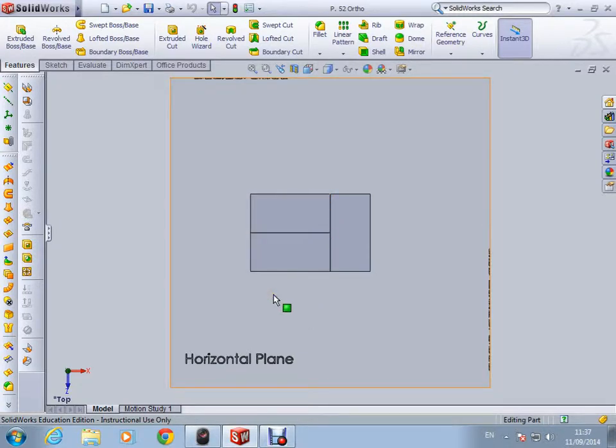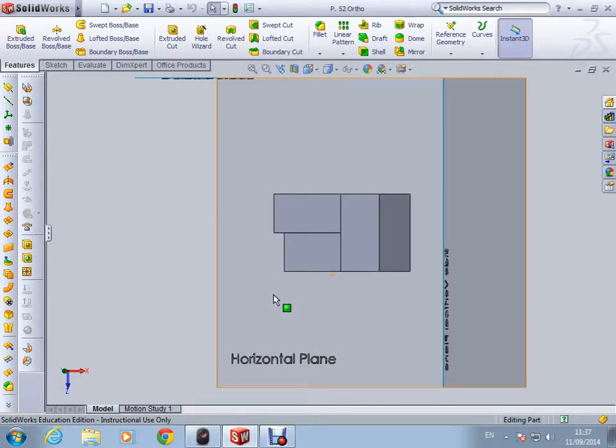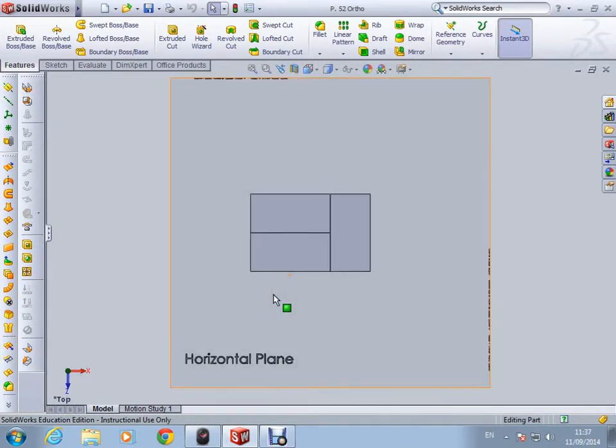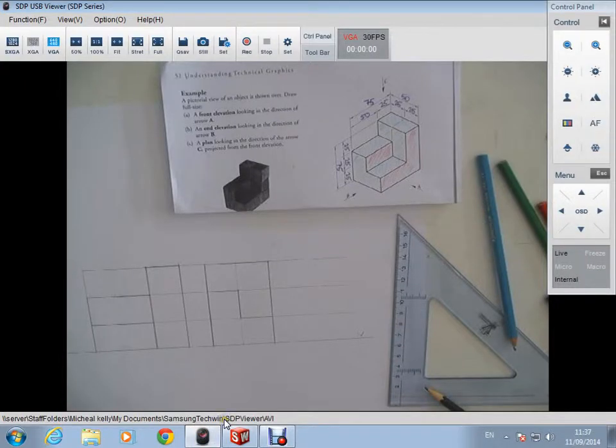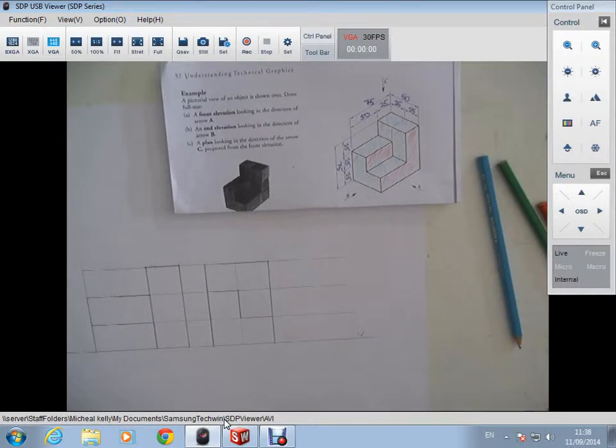So what you'll notice, if I go between my plan and my end elevation, you'll notice that the widths stay the same. These distances here on my end elevation will remain the same as the distance from here down on my plan. So next I'm going to mark a line off at 45 degrees from the side of my elevation nearest the plan. This is a construction line, so it can be kept light.